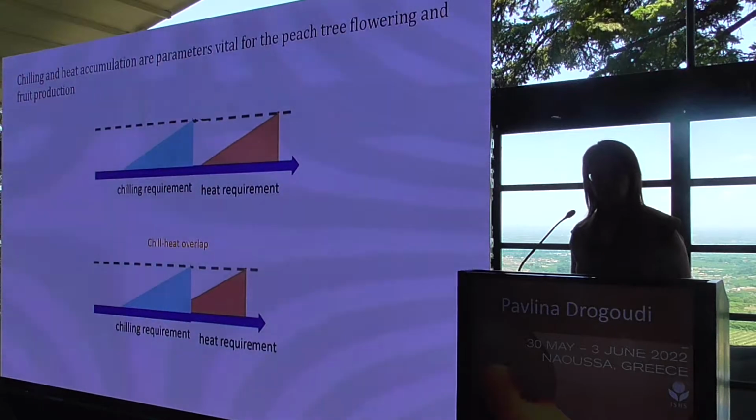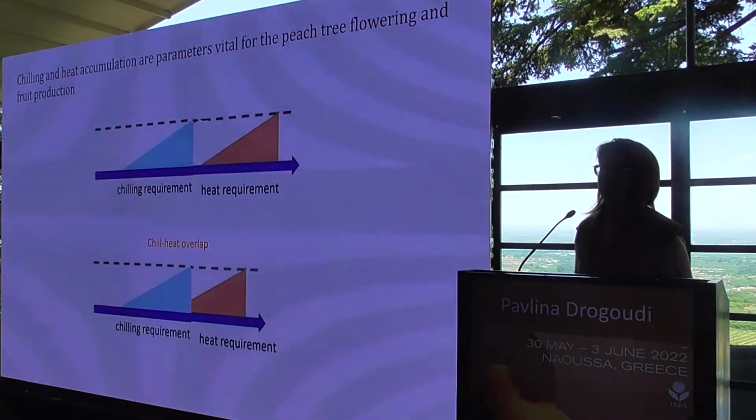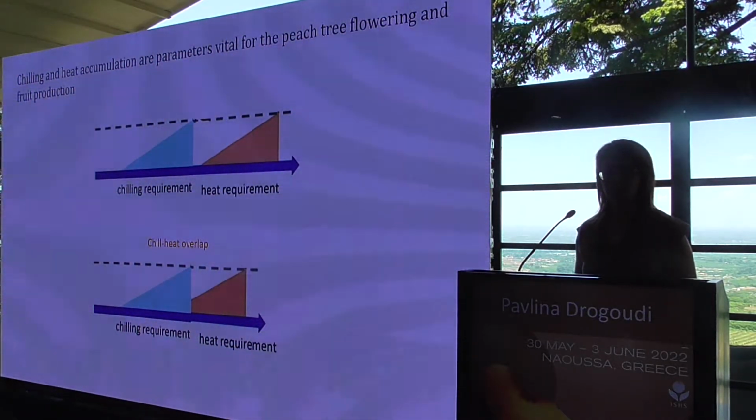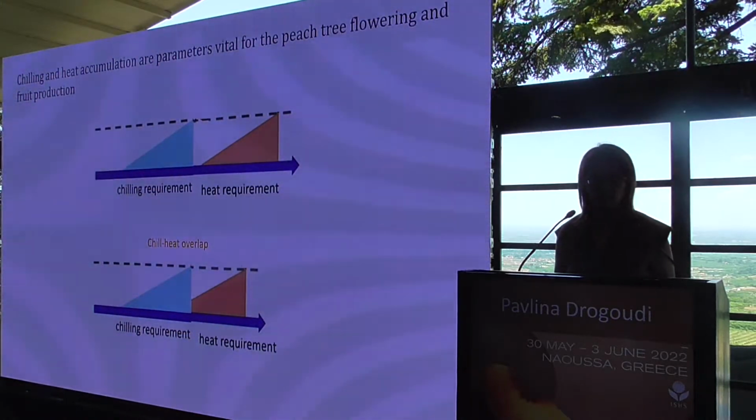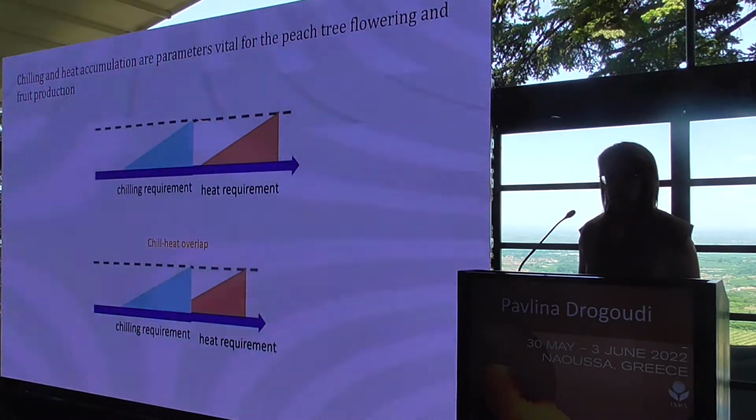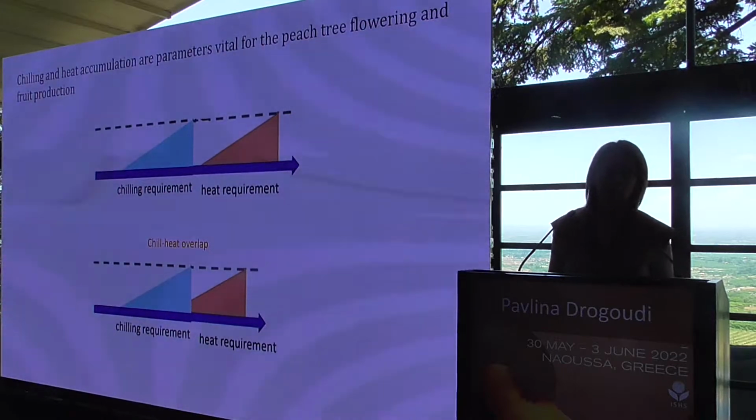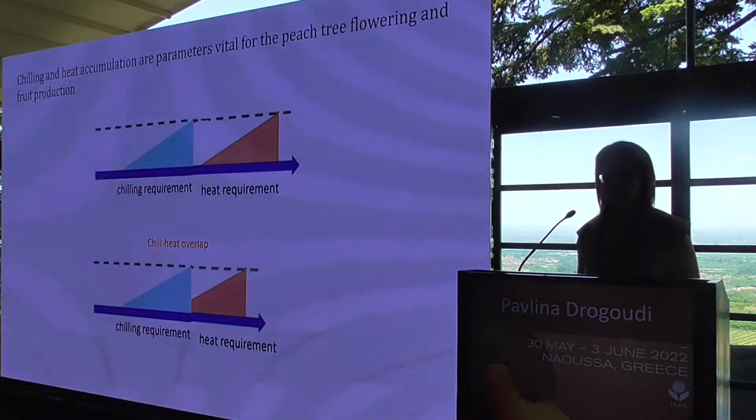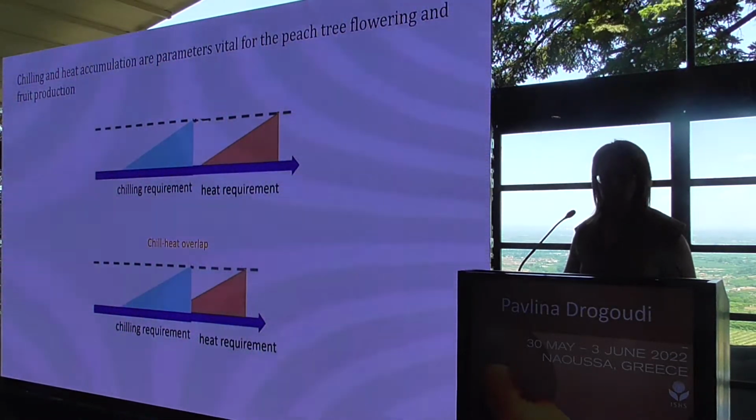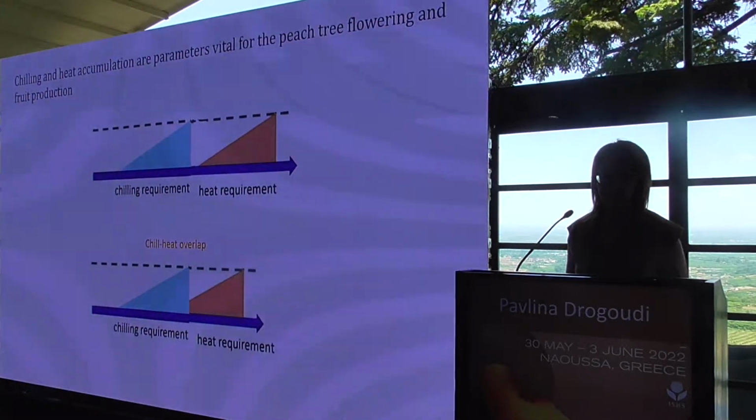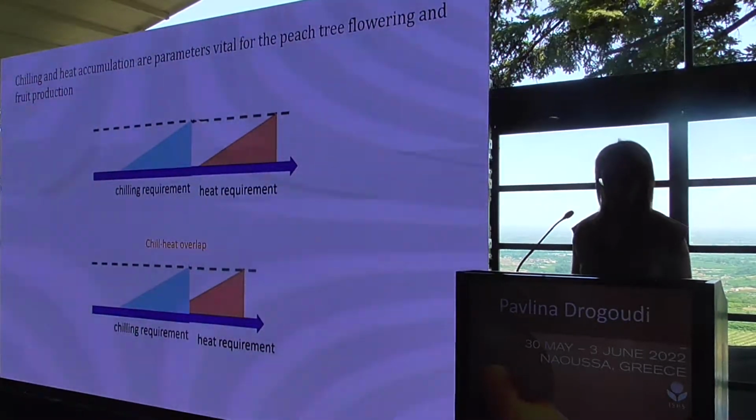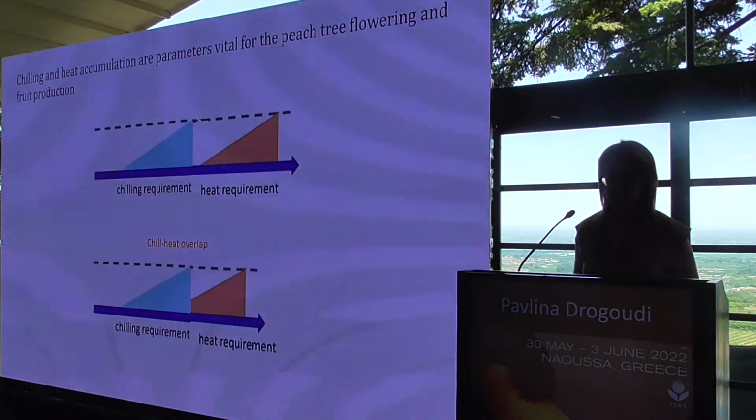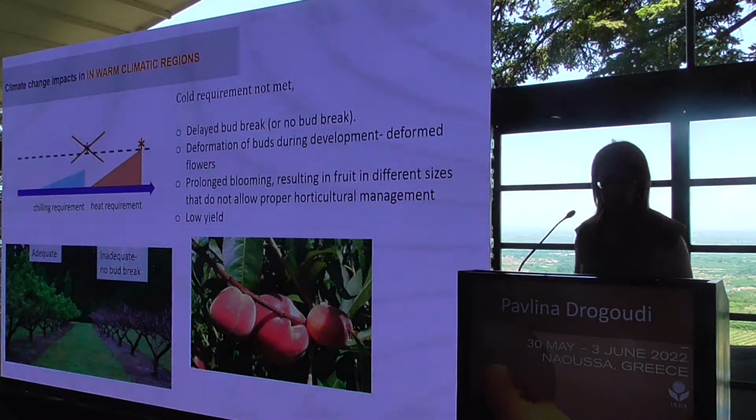Chilling and heat requirements are parameters affected by climate change and are very vital for peach tree flowering and fruit production. What we know is that when chilling requirements are reached, then we measure the heat requirements. However, we know that in some cultivars we may have a chill-heat overlap.